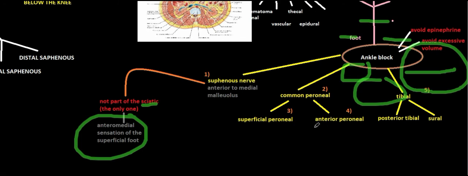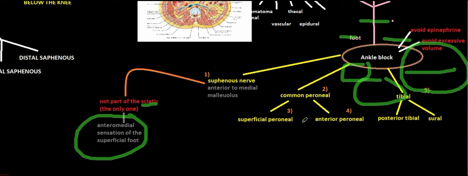In ankle block, we block 5 main nerves. The saphenous nerve is the only one that's not a branch of the sciatic nerve, and it supplies the anterior medial sensation of the superficial foot. We find the saphenous nerve anterior to the medial malleolus, as you will see in the next video.